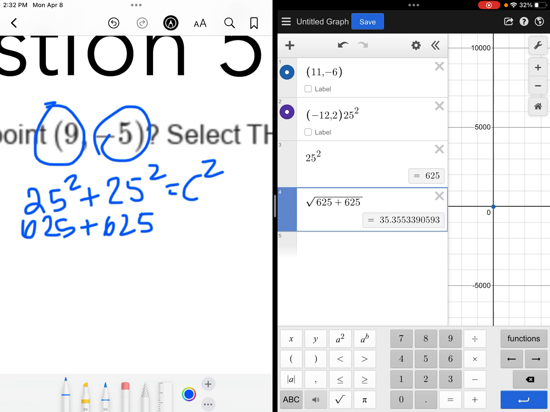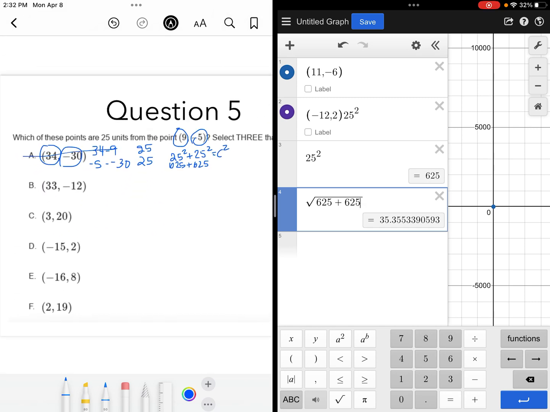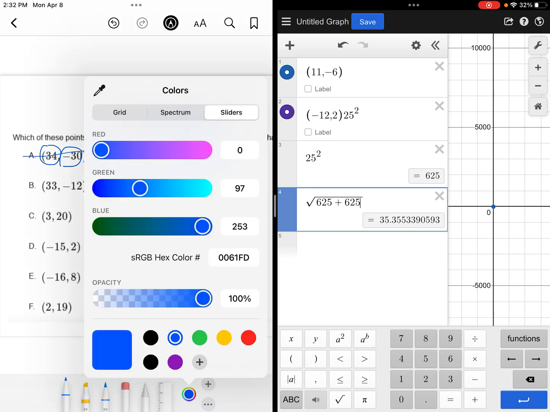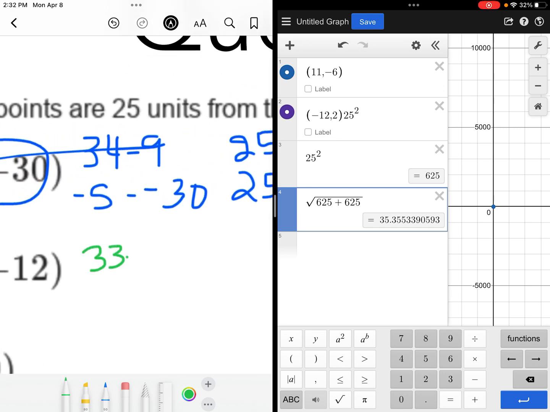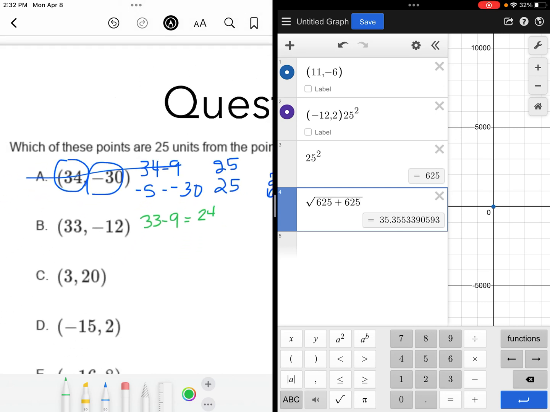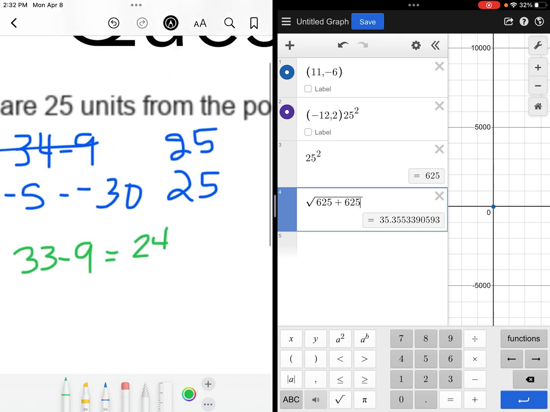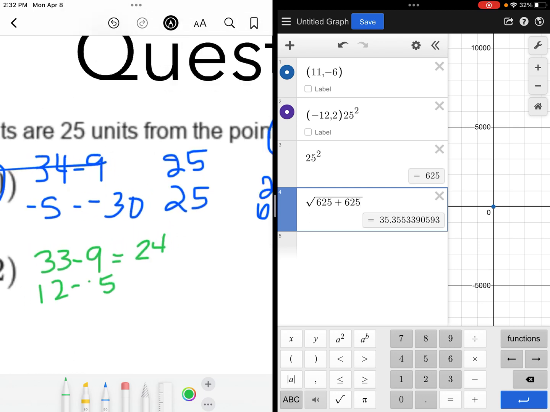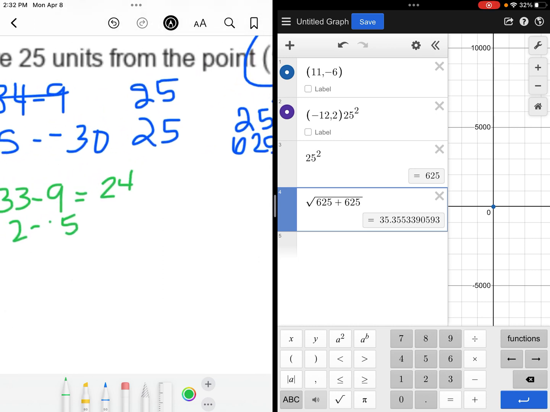And I get 35.3. So that one won't work. Okay, the next one says 33 and 9. So that's going to give me 24, and then 12 and negative 5. Oh, it's negative 12 and negative 5. So that's going to give me 7.